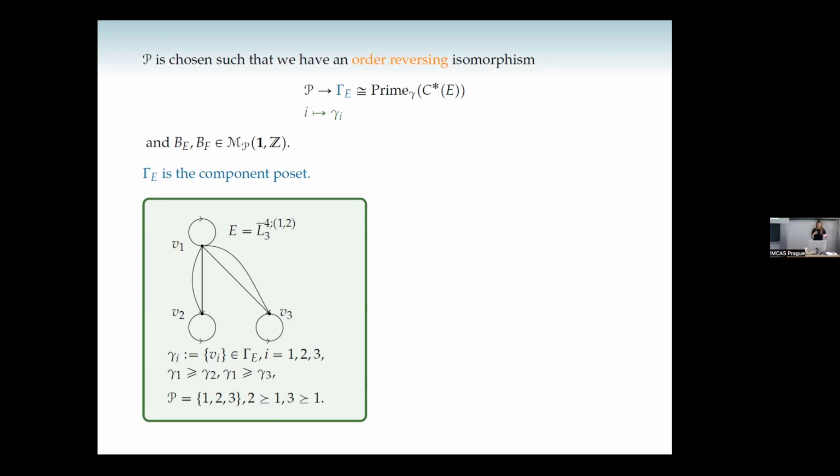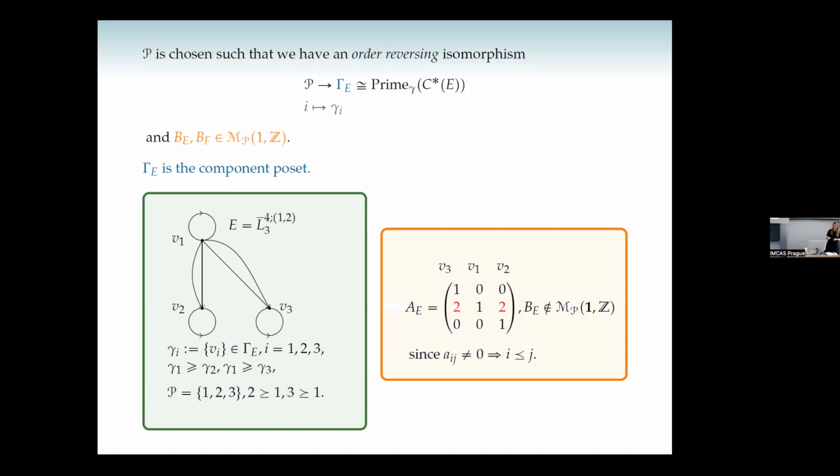Okay, so you build your partially ordered set from the component posets, and the component poset captures the structure of those specific ideals you want to look at. Okay, so there's one more thing here.